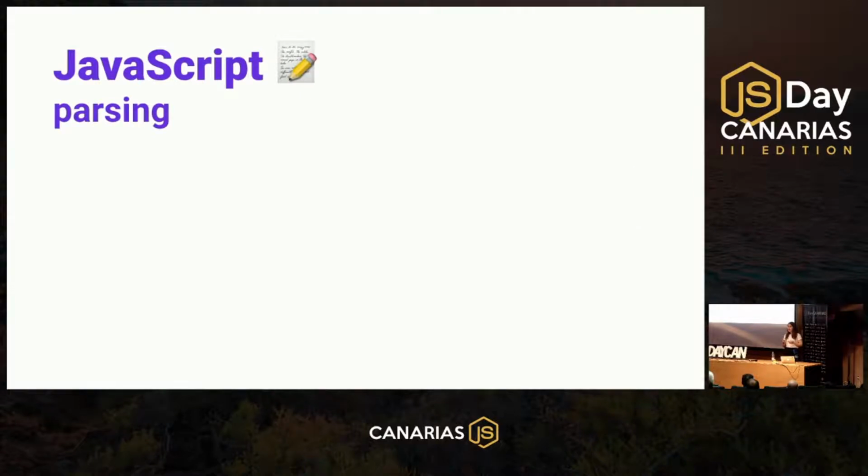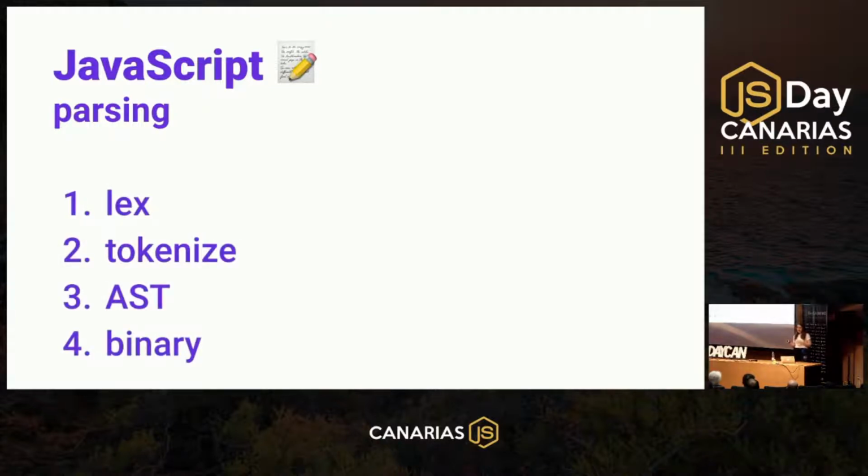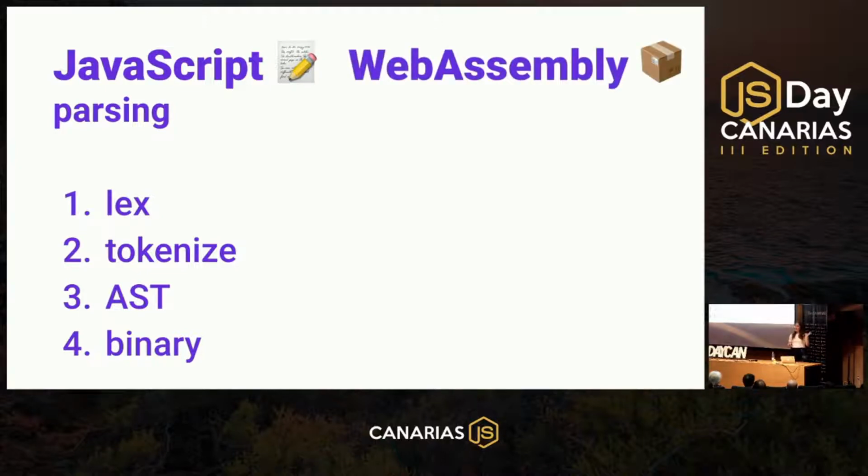And JavaScript's textual format means that the browser has to parse it. And parsing is actually not a simple operation. It involves lexing, tokenizing, turning that into an abstract syntax tree, and then turning that into binary. Now, remember how WebAssembly is a binary format? That means that there's no parsing, just decoding, which happens much faster.